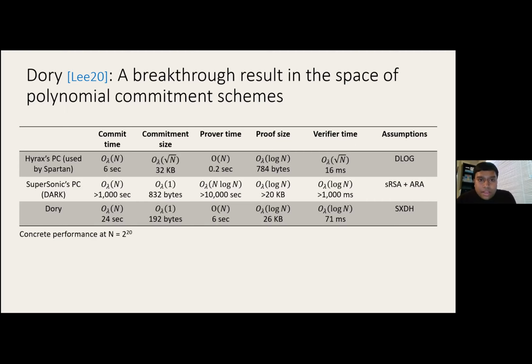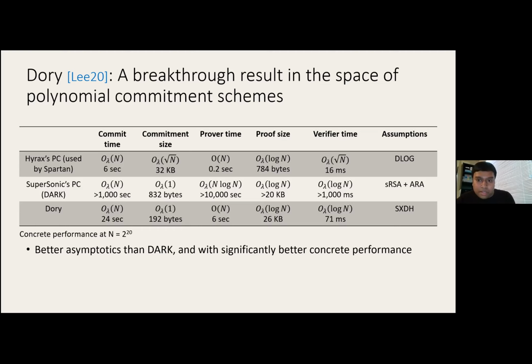I've taken 5 different metrics that are normally considered for a polynomial commitment scheme. I think there are a couple of key takeaways here, which is Dory has better asymptotics than Dark, and significantly better concrete performance on almost all of the aspects.